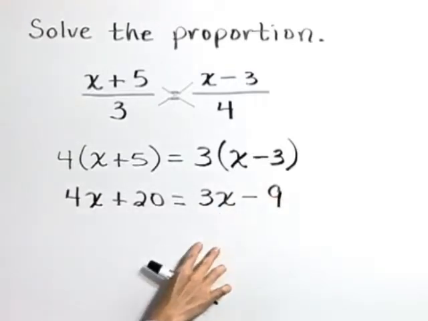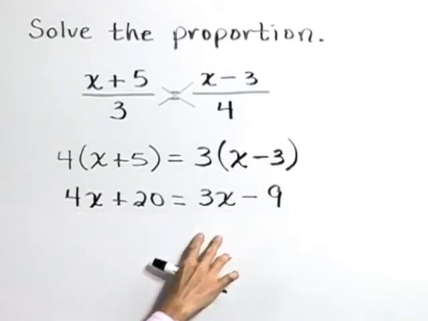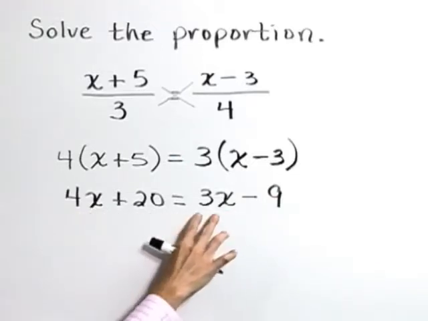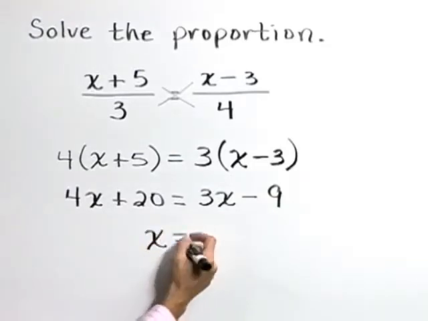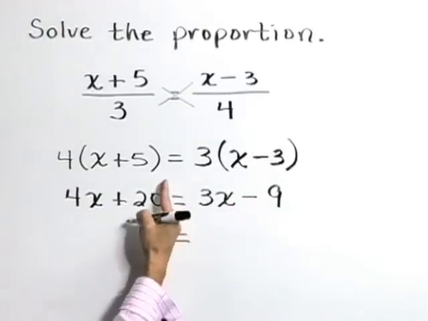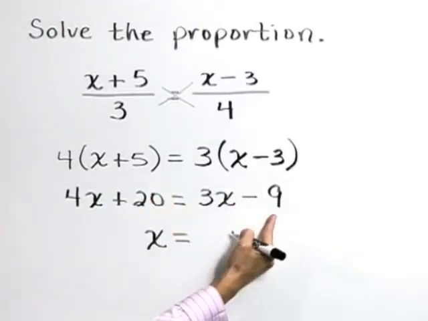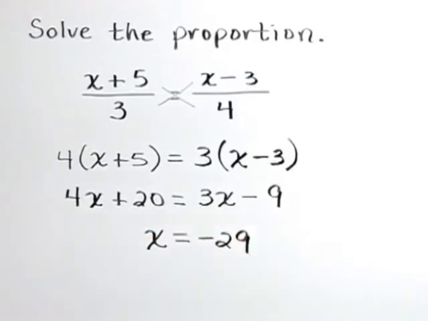And as a last step, let's combine our x terms. Subtract 3x from both sides. 4x minus 3x is a 1x. And let's subtract 20 from both sides as well. Cancels off the left. Negative 9 minus 20 is a negative 29. The solution set for this proportion is the number negative 29.